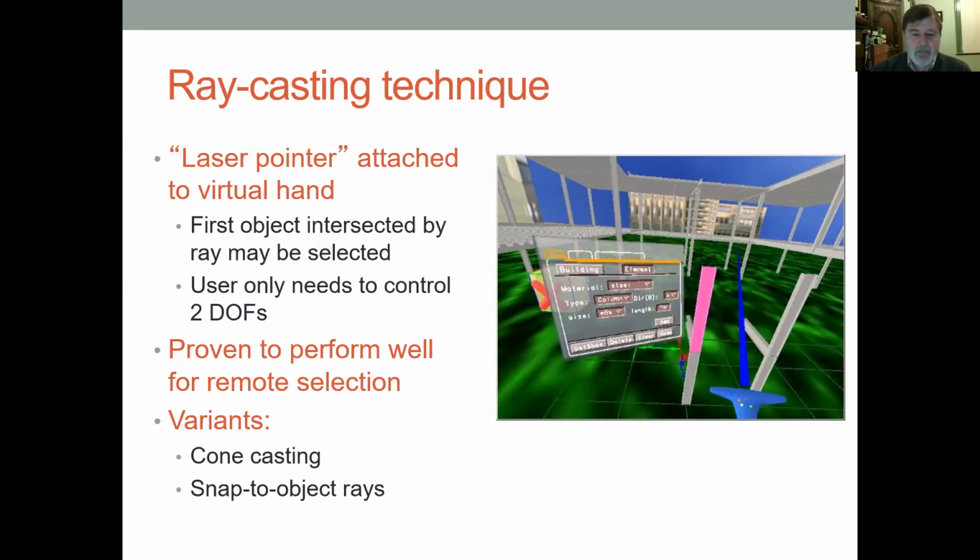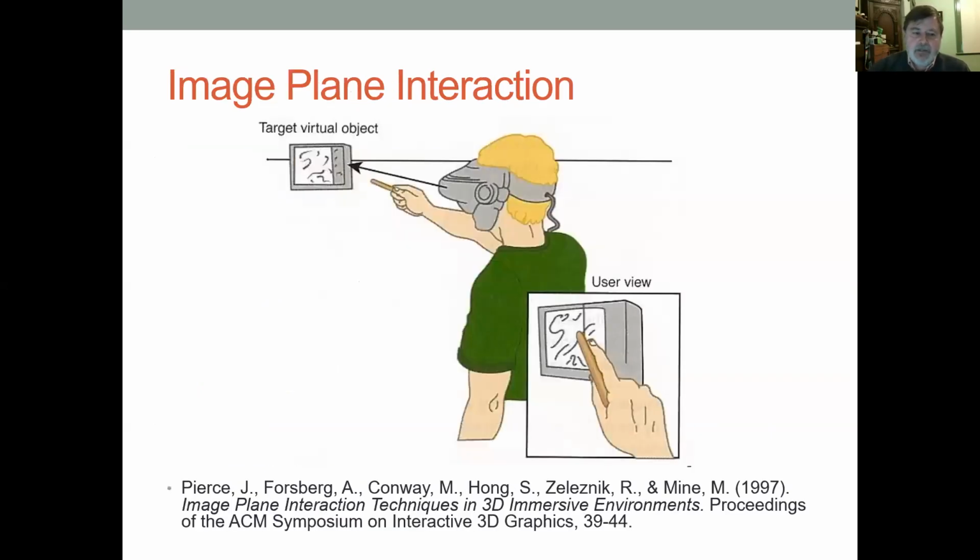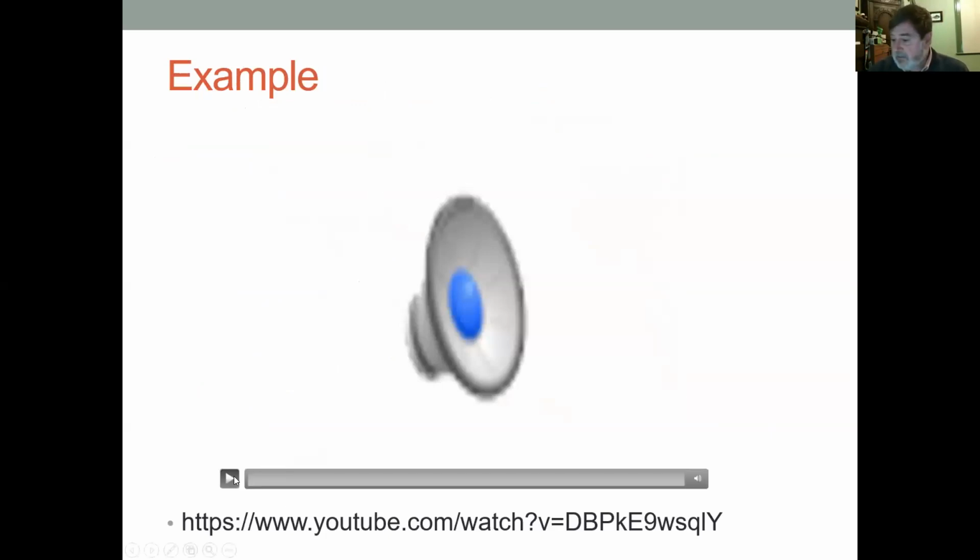Okay. One of the big problems with this is the long lever problem. If you have a ray that goes out, you know, 100 meters from your point, any small twist of your hand will radically change what you're pointing at. So image plane techniques are from like 1997. So let me show you a video of this.